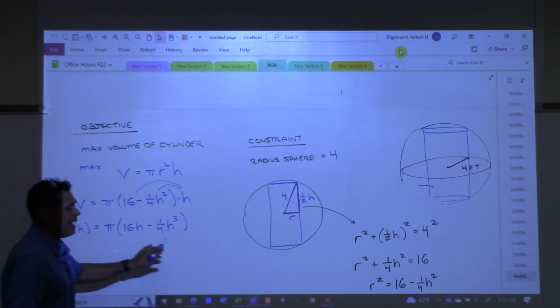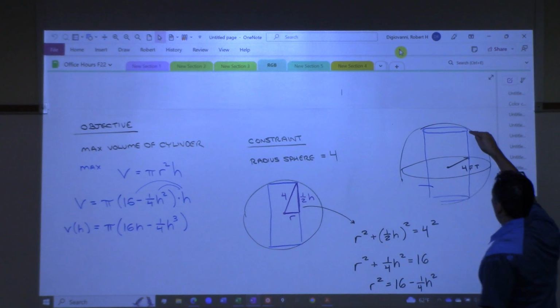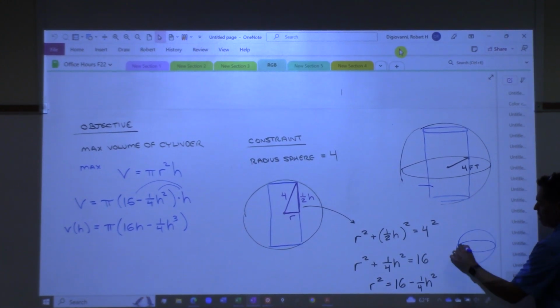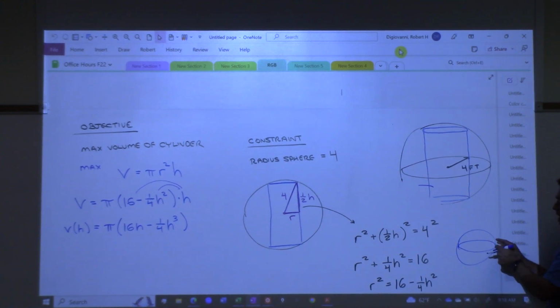h is the variable. Go back to this picture here. H is the height of the cylinder. Is there a smallest height that you could have? Well, could it be negative? No, okay. Could it be zero? Yeah, you wouldn't have a very good cylinder. You'd have no volume in that cylinder, right? But that would be one extreme, right? You have your sphere, and then you draw a cylinder that has a height of zero, which would mean it's basically like a disc, which would have no volume. But that would be an absolute extreme. And we could say h could be zero, right?